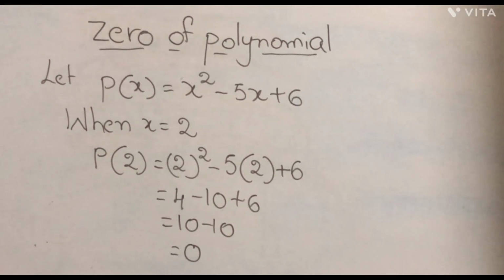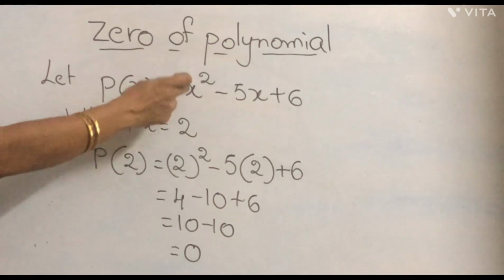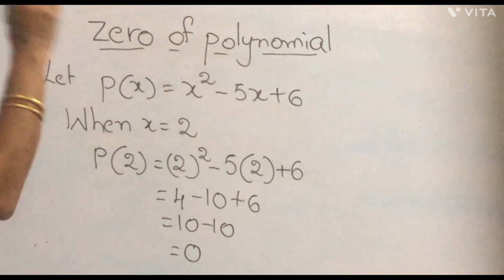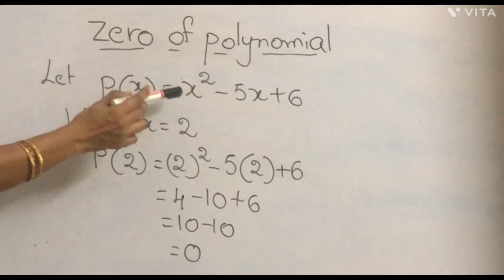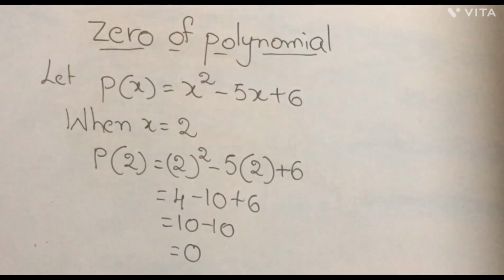Now how to find the zeros of a quadratic polynomial? First of all, how many zeros does a quadratic polynomial have? For any polynomial, what is the degree? Here this polynomial has degree 2. So it has at most 2 zeros. It has at most 2 zeros.